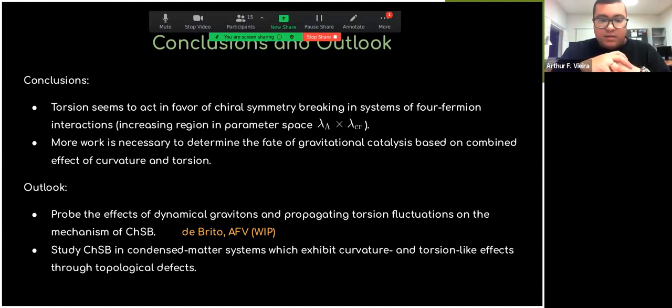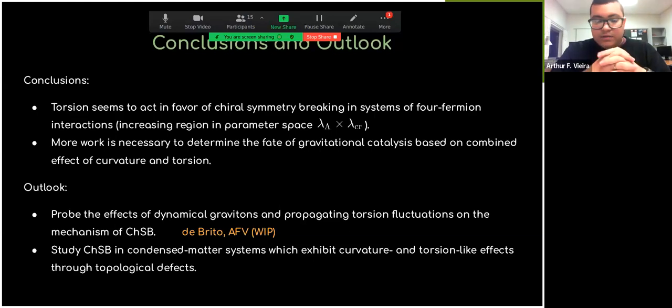But again, this is an analysis that has some limitations, because we weren't able to go beyond the small amplitude analysis, and this requires more work to be done in order to determine the fate of gravitational catalysis, because the actual answer is only obtained if you can combine both of the effects of curvature and torsion. So there are effects at the same time.